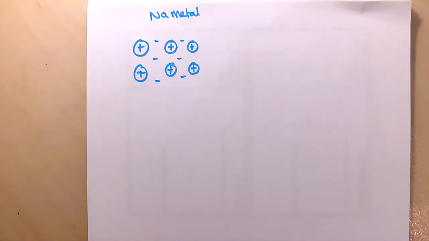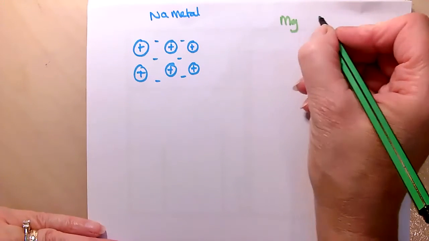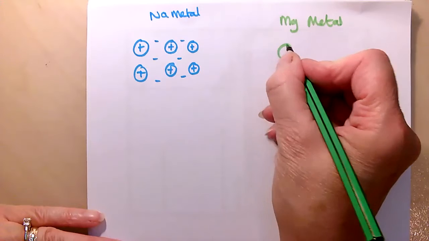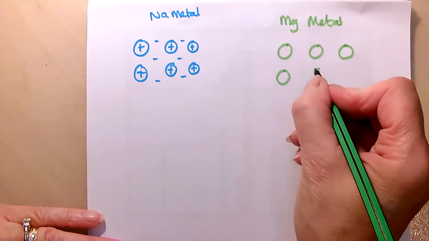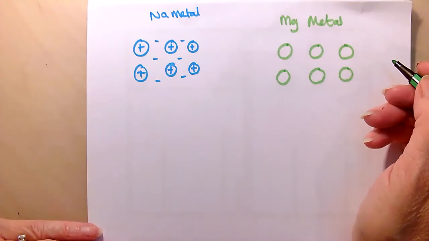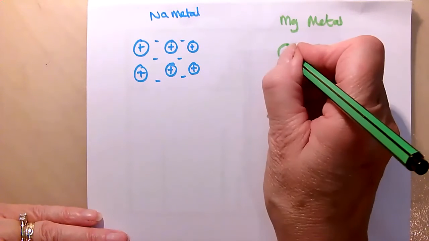And let's compare it to magnesium metal. I'm going to use a different color. So this is magnesium metal. I'm just going to draw 6 magnesiums. Magnesium is in group 2. Magnesium will lose 2 electrons to become a metal ion.